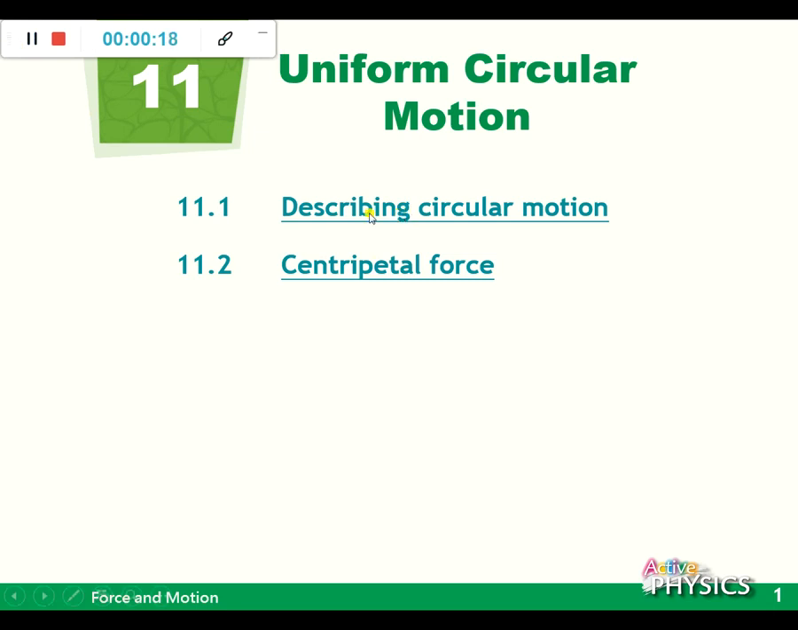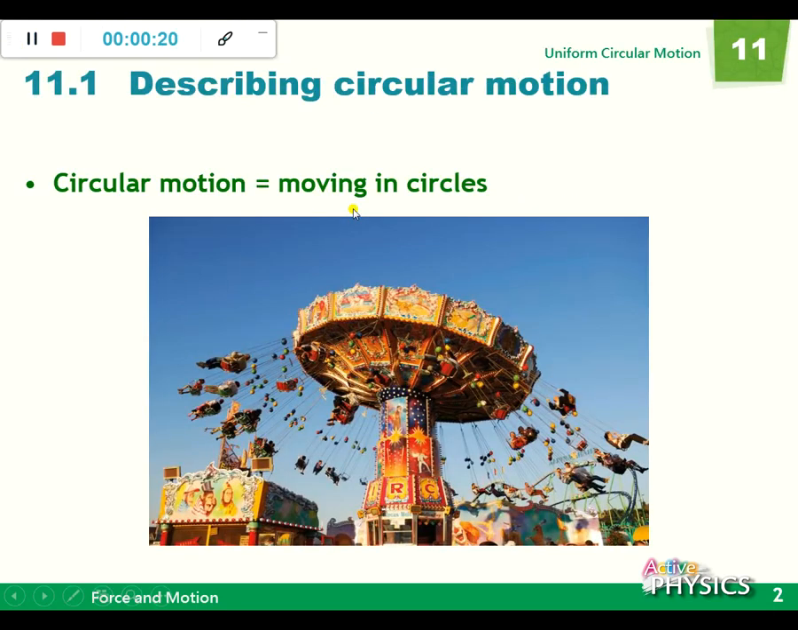Describe circular motion. What is circular motion? It means that if an object is moving in a circle, then what is the motion of it? Then we want to study circular motion, moving in circles.